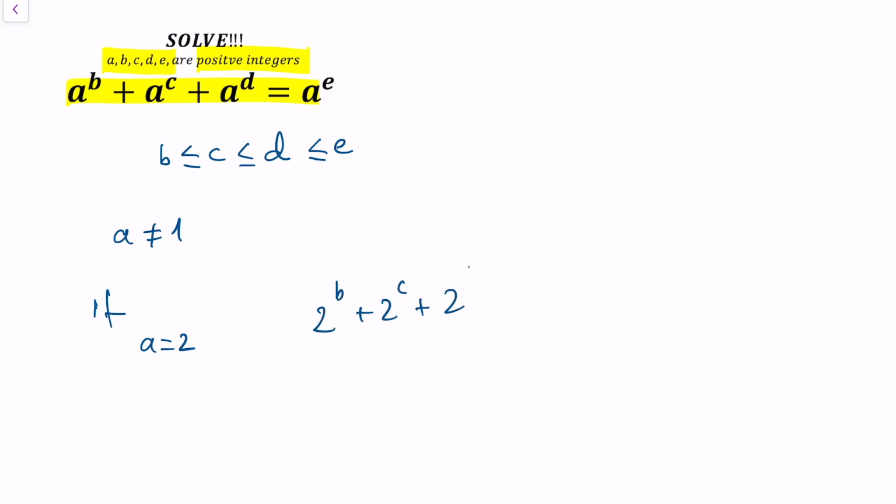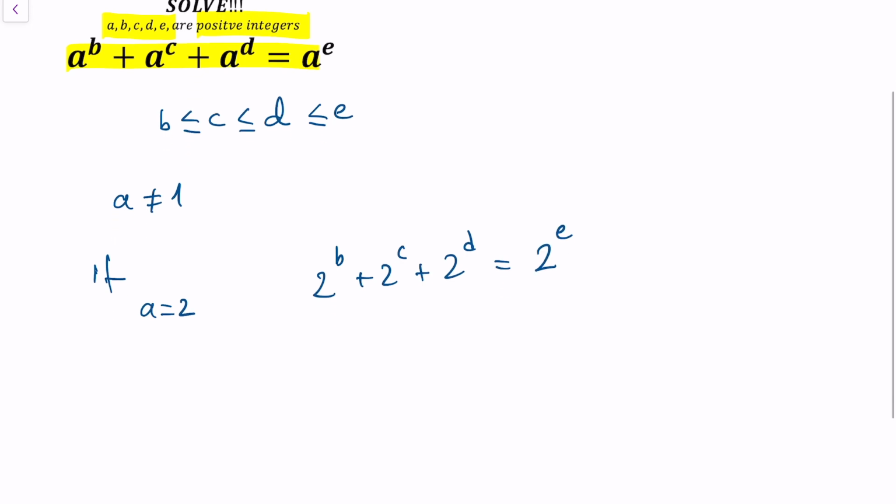That means we can say b is less than or equal to c is less than or equal to d is less than or equal to e. Now clearly a cannot equal 1, because if a is equal to 1, the left-hand side will always be greater than the right-hand side. Now if a is equal to 2, the equation reads 2^b + 2^c + 2^d = 2^e.